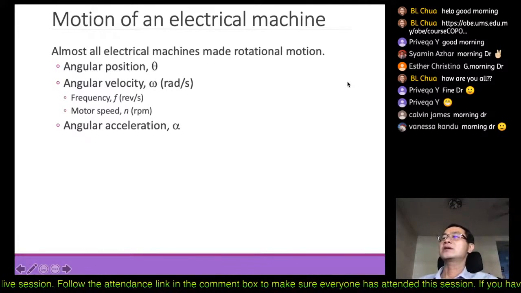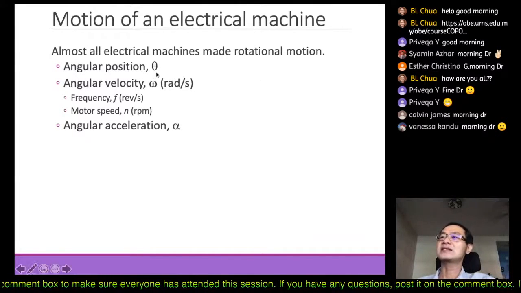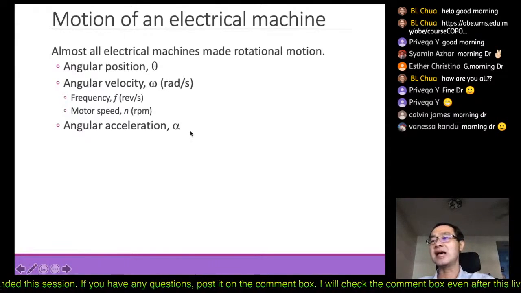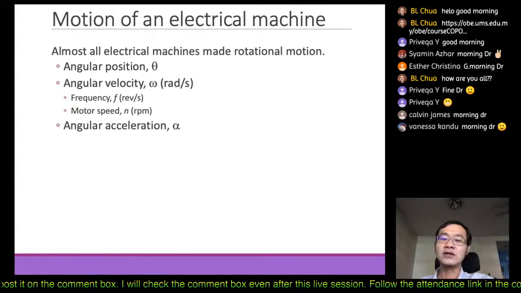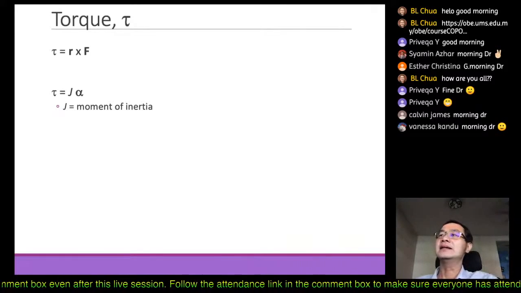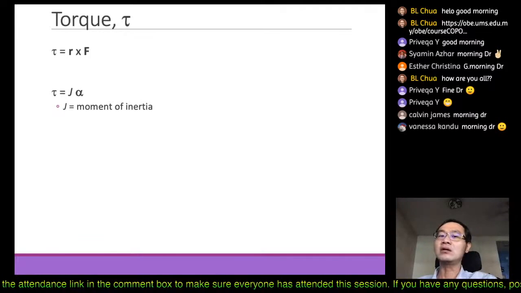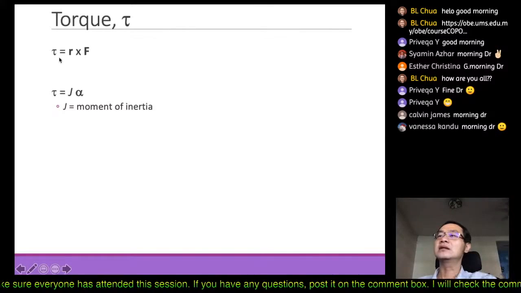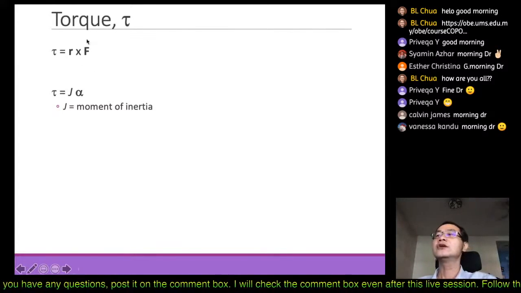So almost all electrical machines are made rotational. In that sense, we have angular position, angular velocity, and angular acceleration as the parameters to control the motion of an electric machine. From that we can estimate the torque. This is where we can calculate the torque, and we know that the torque equals R multiplied by F, the force.